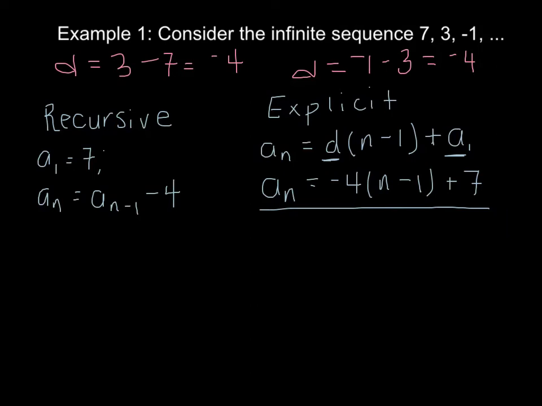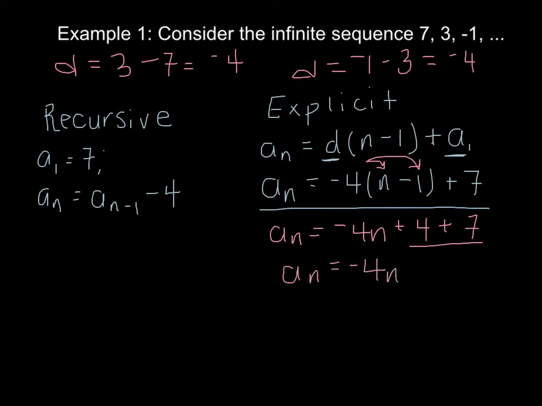However, oftentimes the explicit rule is simplified. To simplify it, all you have to do is distribute the common difference. So negative 4 times n is negative 4n. Negative 4 times negative 1 is positive 4. Add that to 7. Combine your like terms of 4 and 7, so we get negative 4n plus 11. This is most often the way the rules are written.